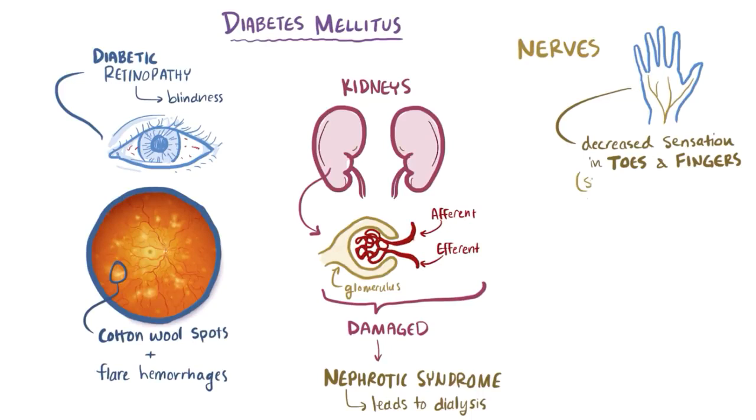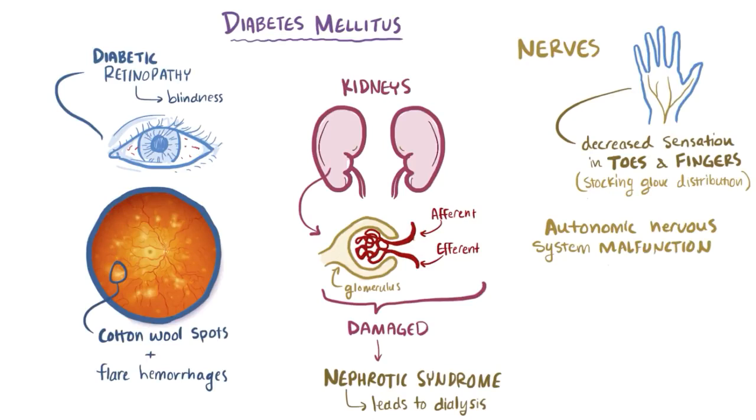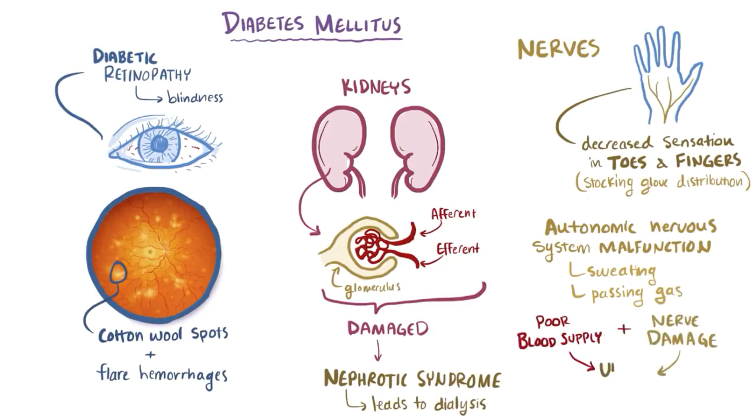Diabetes can also affect the function of nerves, causing symptoms like a decrease in sensation in the toes and fingers, sometimes called the stocking glove distribution, as well as causes the autonomic nervous system to malfunction. And that system controls a number of body functions, everything from sweating to passing gas. Finally, both the poor blood supply and nerve damage can lead to ulcers, typically on the feet, that don't heal quickly and can get pretty severe and need to be amputated.